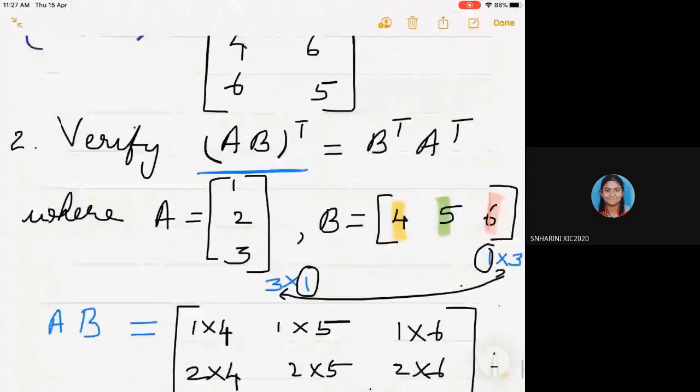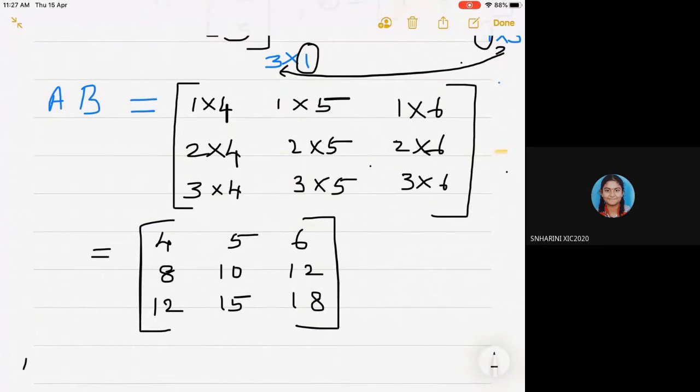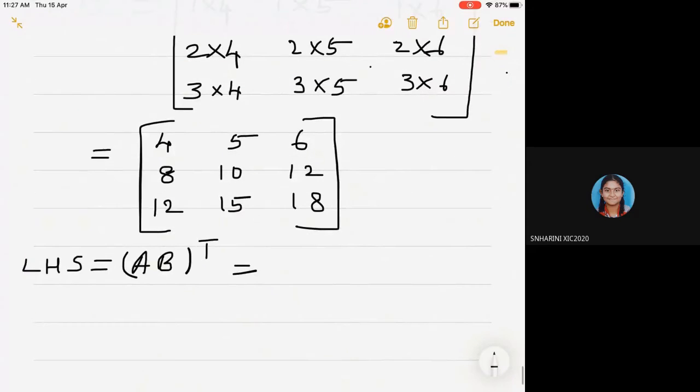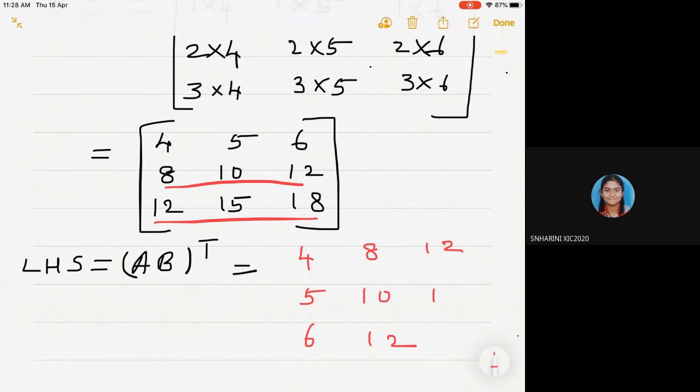Now to verify the identity, you have to find the transpose of AB. So now you are going to verify the LHS of the identity, which is transpose of AB. And you know the transpose of AB: the rows will become the columns. So I'm taking the first row 4, 5, 6, converting it to the first column 4, 5, 6. Taking the second row, converting it to the second column, that is 8, 10, 12. Take the third row, converting it to the third column, that is 12, 15, 18. And call this equation number 1.